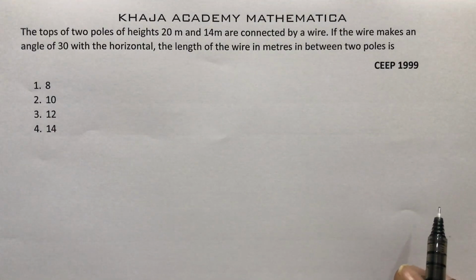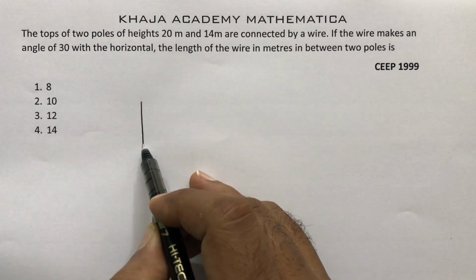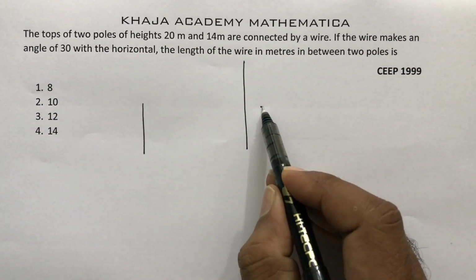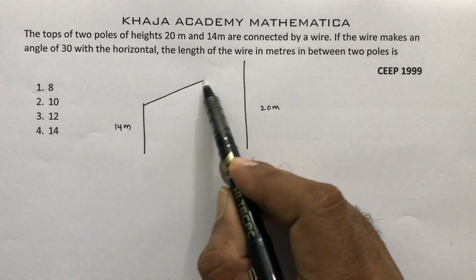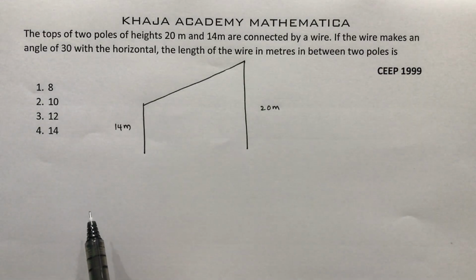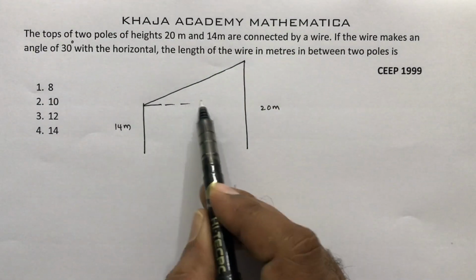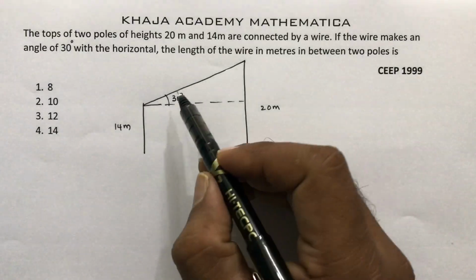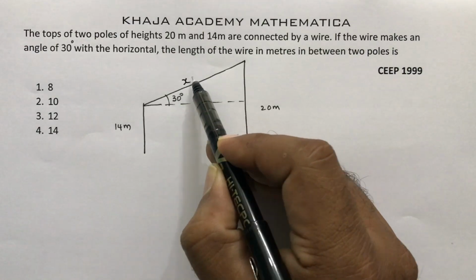The tops of two poles of height 20 meters and 14 meters are connected by a wire. See, one pole is 20 meters and the other one is 14 meters. The tops are connected by a wire. If the wire makes an angle 30 degrees with the horizontal, find the length of the wire between the two poles. So we need to find this x.